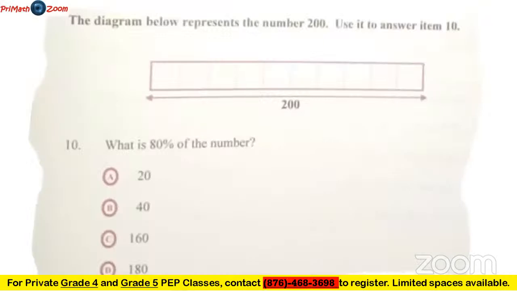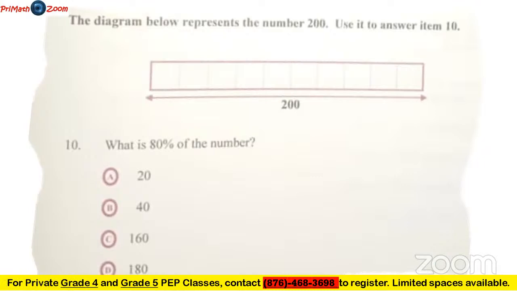Number 10 says, what is 80% of the number? Now the diagram here represents the number 200. We're going to use it to answer what is 80% of this number. So here we're seeing 200. What is 80% of 200?